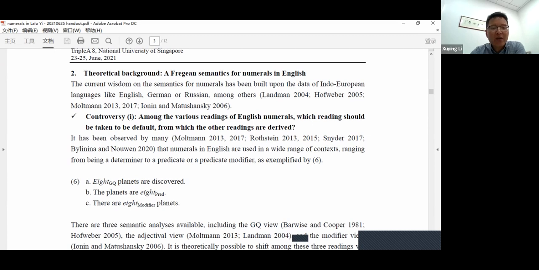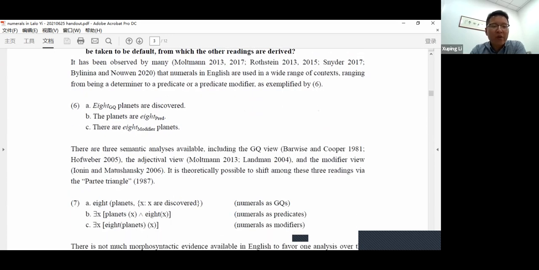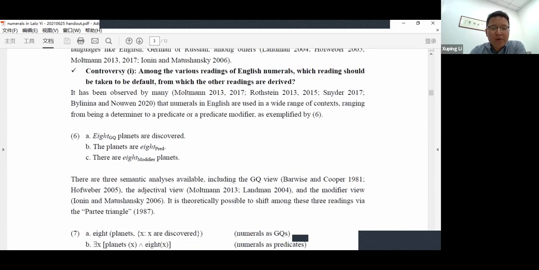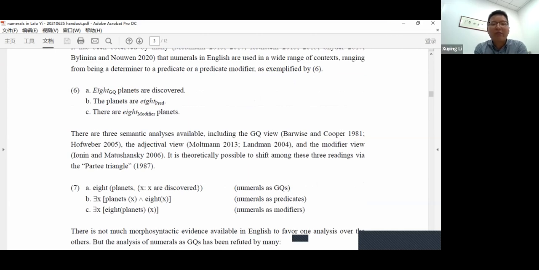English numerals can either be used as a generalized quantifier, like "8 planets", or they can be used as predicates: "The planets are 8." They can also be used as modifiers. As for the first controversy, there are 3 different analyses proposed in the market, including the GQ view, the adjective view, and also the modifier view.